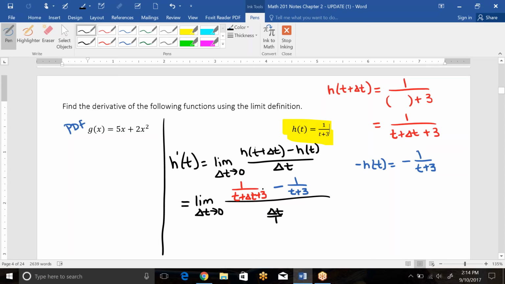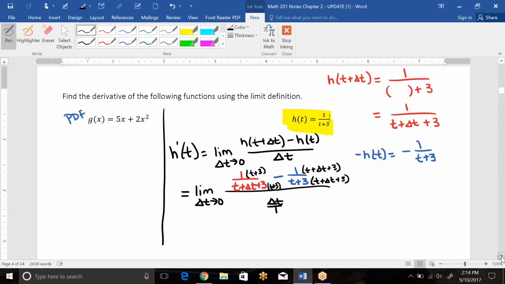So what we have to do is get a common denominator. And a lot of people just want to throw a plus delta t on the second fraction. That's not legal. You can't just make a binomial into a trinomial. So what we have to do is multiply each of them by the other one's denominator. So we're going to multiply this fraction by t plus 3 on top and bottom, and this fraction by t plus delta t plus 3. So we're creating a common denominator of binomial times trinomial.